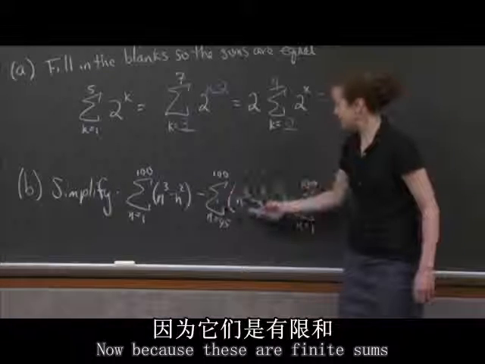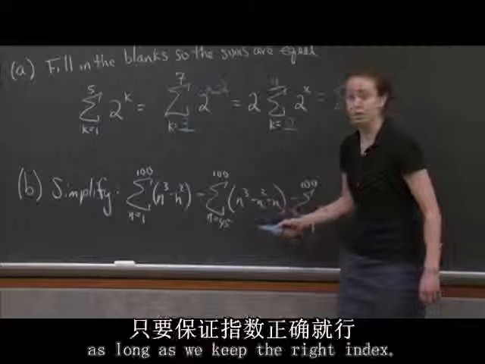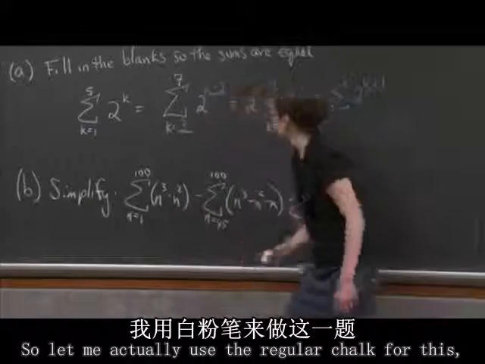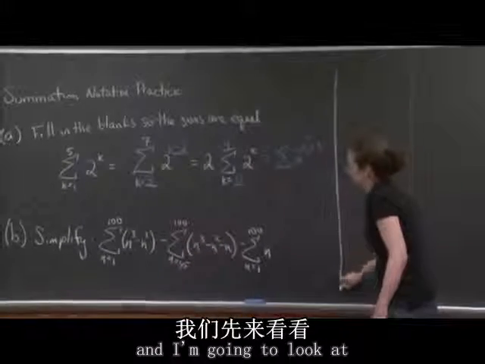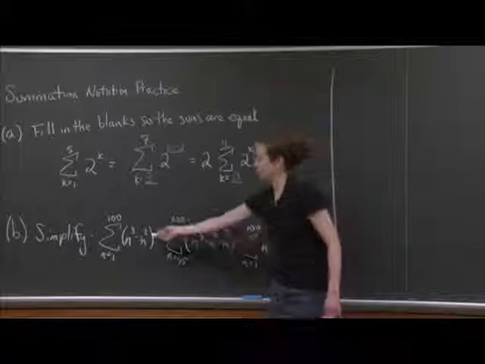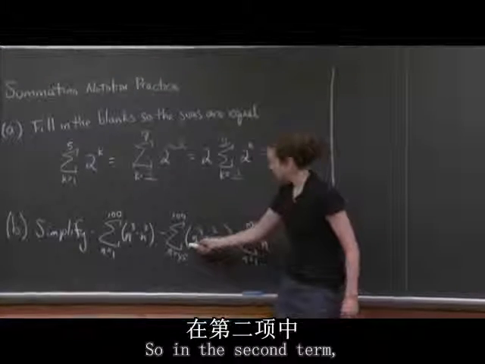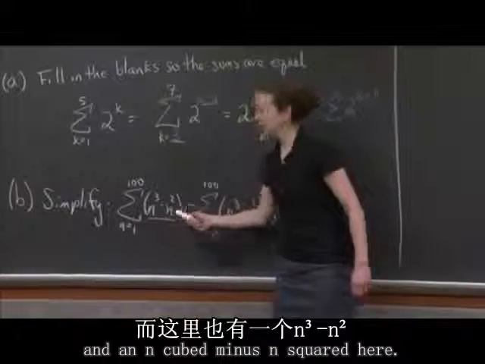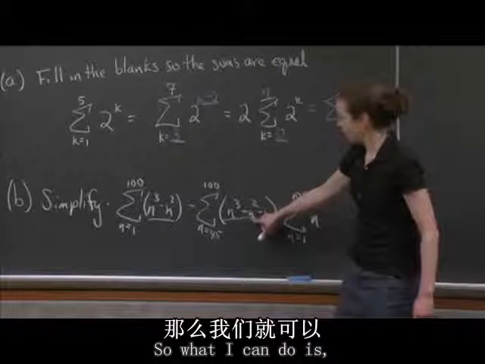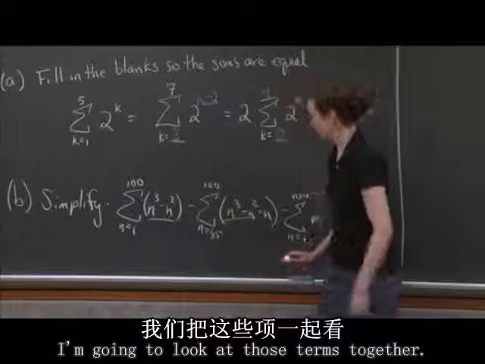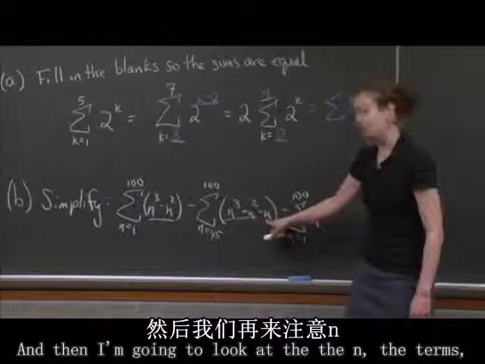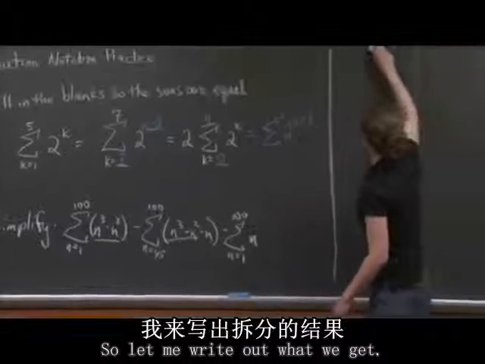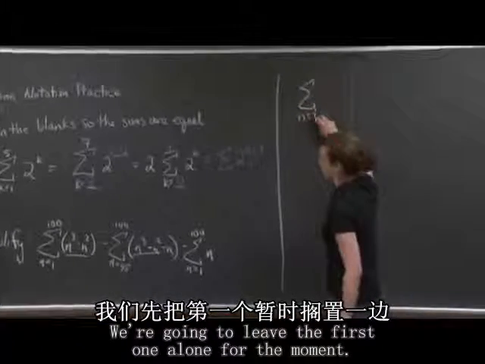Now, because these are finite sums, we can split up over the terms, as long as we keep the right index. So let me actually use the regular chalk for this. And I'm going to look at how I can split up the second term to help with the first and the third. So in the second term, notice I have an n squared and an n cubed, or n cubed minus n squared here, and n cubed minus n squared here. So what I can do is I'm going to look at those terms together, and then I'm going to look at the summation with n and the summation with n, and we'll compare them. So let me write out what we get. I'm going to leave the first one alone for the moment.